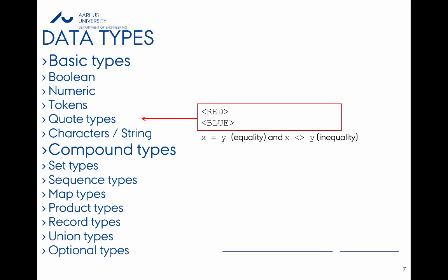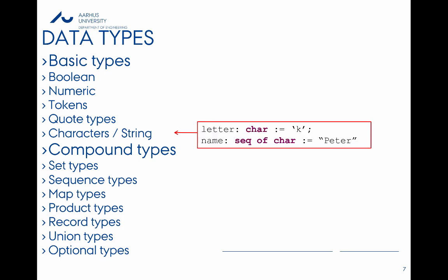There's also a notion of quote types. Essentially, it's similar to what you see as enumerated types in any programming language. Here, in this case, we have red and blue, just with these smaller than and greater than signs around it. And we have a number of characters. So characters can be put together to form a sequence of characters. And then you have a string like Peter here.